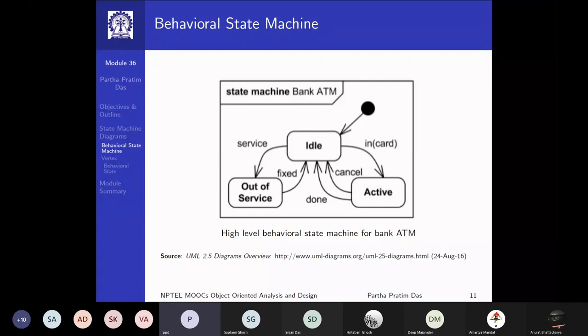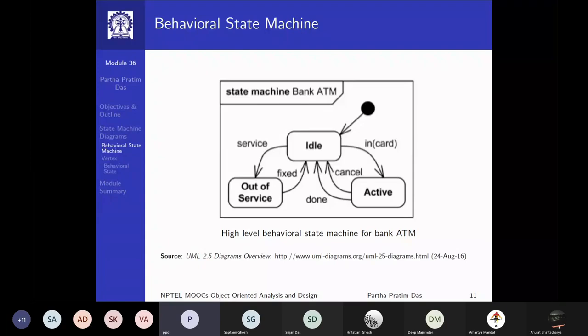It may be at a very high level, as you see here. The machine could be in an idle state, which means that it is not being used, but ready for use. It could be in an active state, which means that a customer is doing some operations on the machine, trying to withdraw cash or check balance or something of that sort, using the credit or debit card and so on. And it could be a state where the machine is not usable, out of service.